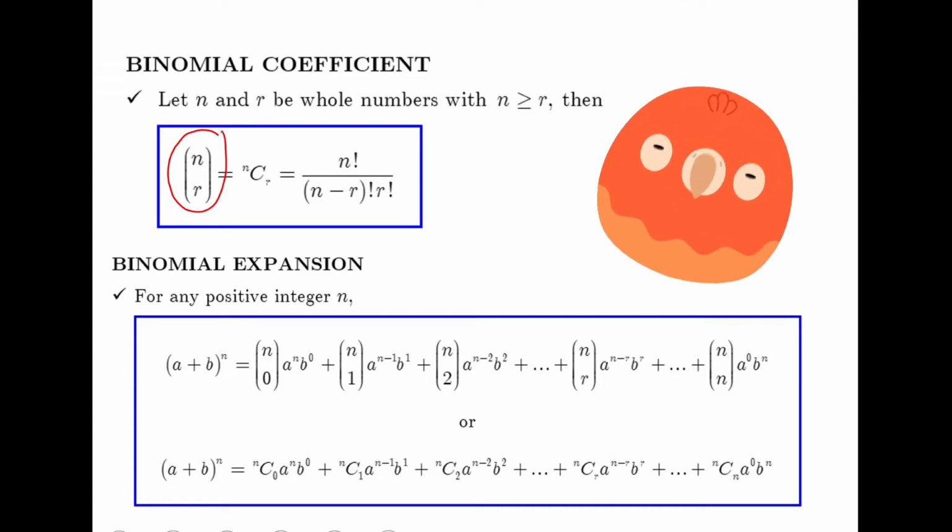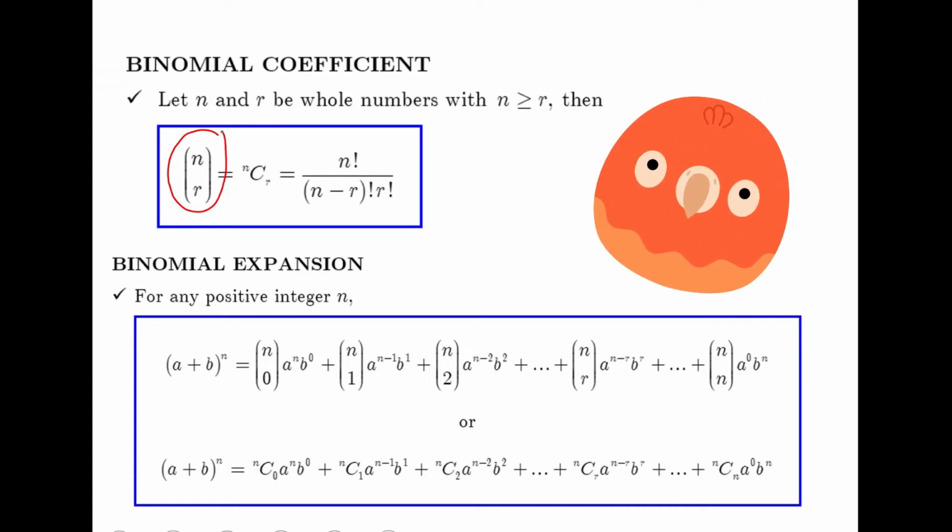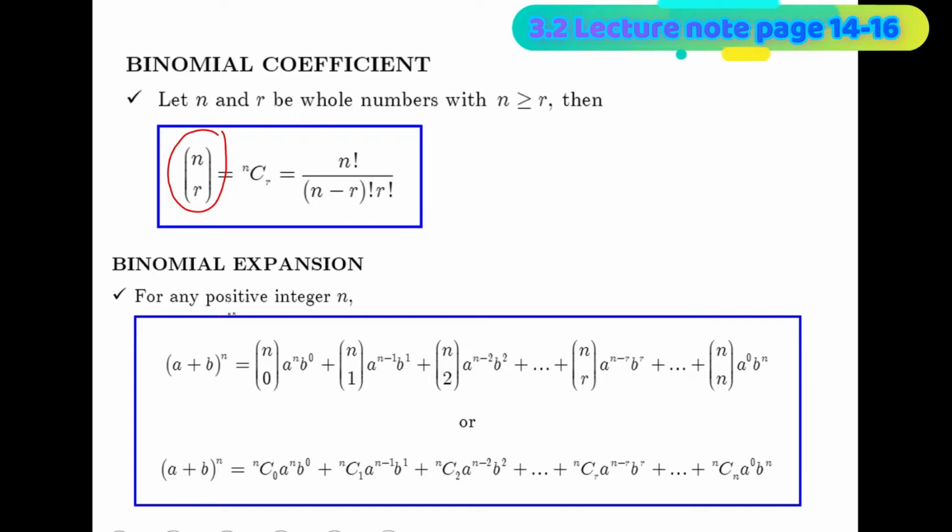So now we will look at the binomial expansion. For any positive integer n, we have the following expansion. With a and b given, we start with nC0 a to the power n times b to the power 0, and continue up till nCn times a to the power 0 times b to the power n.